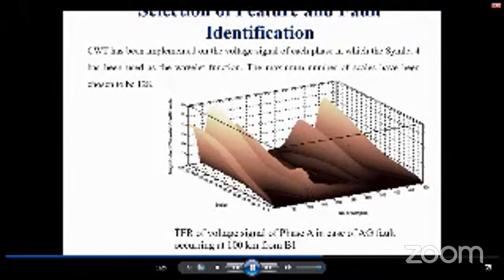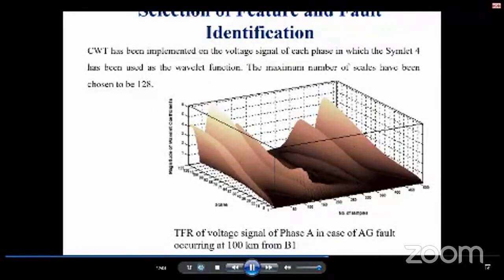So there's no point in changing the number of scales to a very high level, because at some point it will saturate. So we have investigated the signal with different values of scales. We have taken 64, 128, and after that 256. We have seen that the magnitude of the coefficients is saturating. So we have restricted ourselves to the value of 128 so that the occupation of the memory of the computer is not very high.